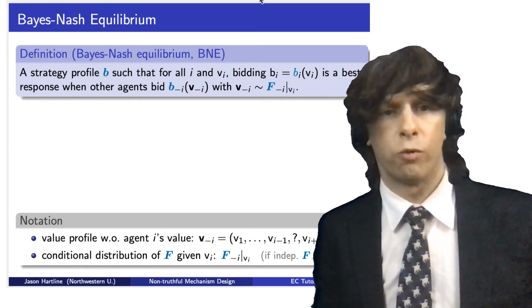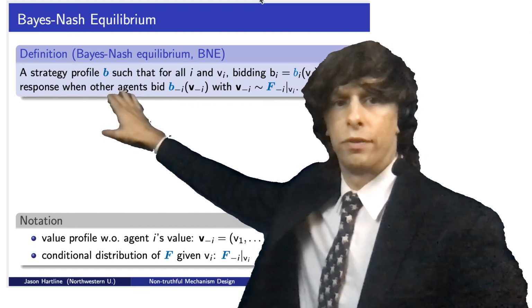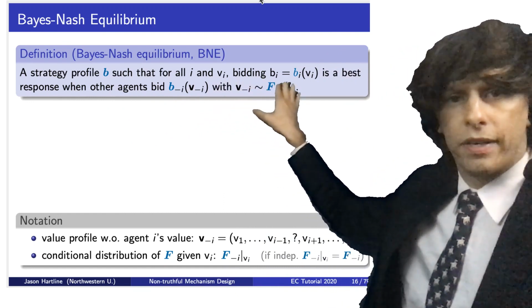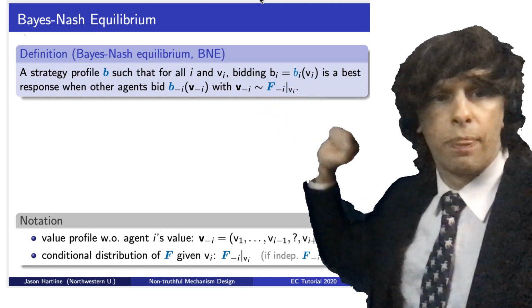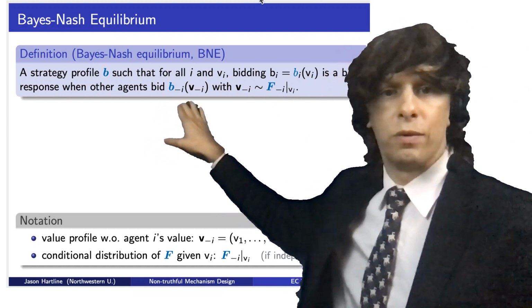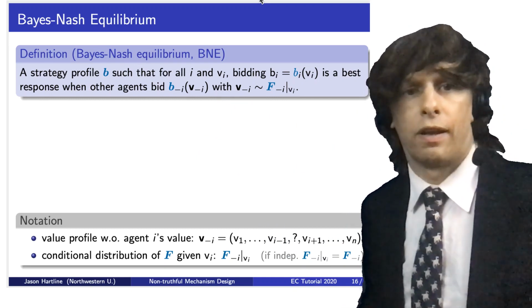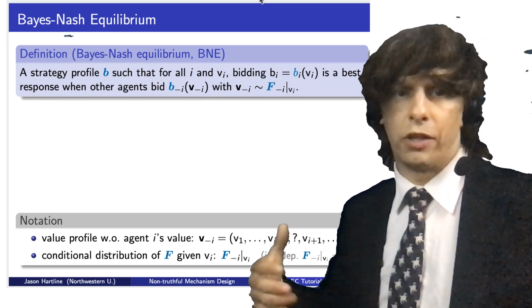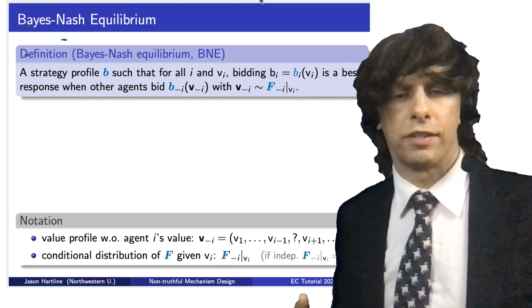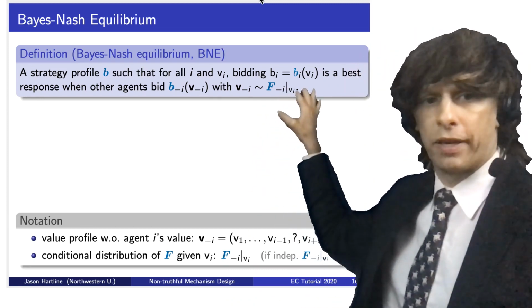Great. First I want to give a formal definition of Bayes-Nash equilibrium. The strategy profile is in Bayes-Nash equilibrium if the following condition holds. For all agents i, for all values of the agent, bidding according to the strategy profile, so bidding b_i of v_i, is a best response when the other agents' bids are according to the strategy profile and the values are drawn from the conditional distribution conditioned on bidder i's value. In other words, bidder i learns their value v_i, does Bayesian updating on the distribution of other agents' values, and looks at the conditional distribution of bids induced by the strategy profile given the distribution of other agent values. Bidding according to the strategy profile should be the best response for this player.